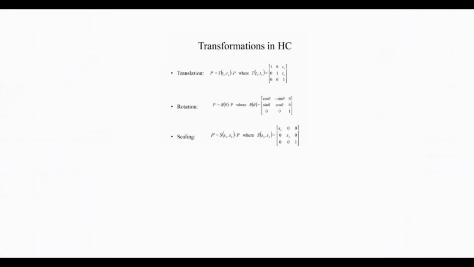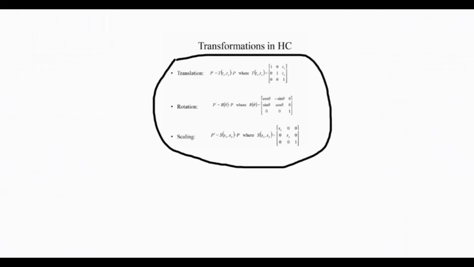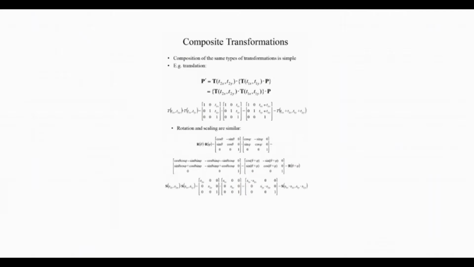Next, let us move to composite transformations. Here are the basic transformation matrices in one place in the homogeneous coordinate system. Here you can see the translation matrix, here the rotation matrix, and here the scaling matrix respectively. Let me move forward to composite transformations. So what is a composite transformation? A composite transformation is where you apply more than one transformation to a particular object.